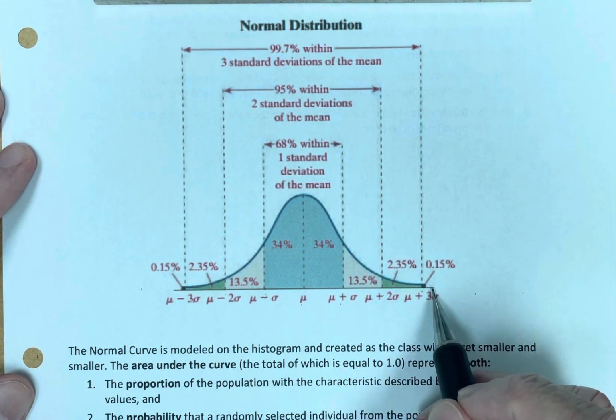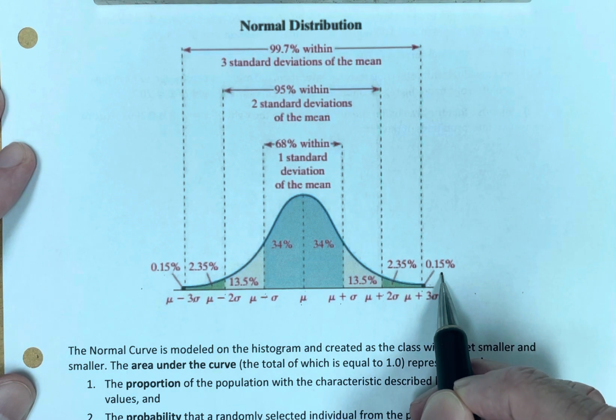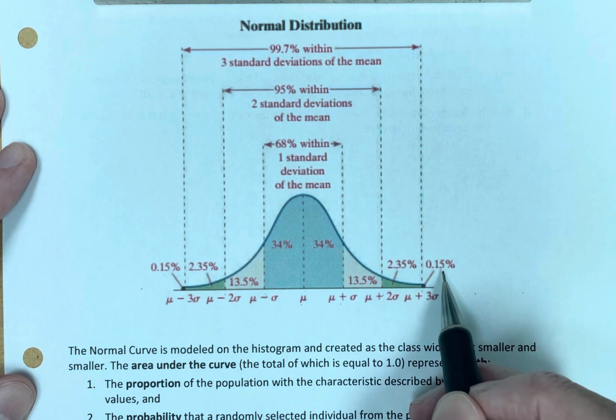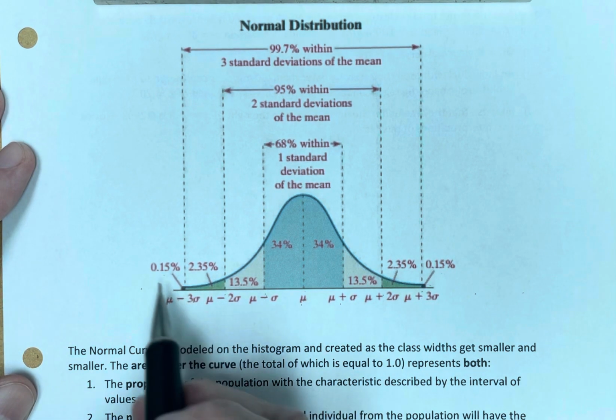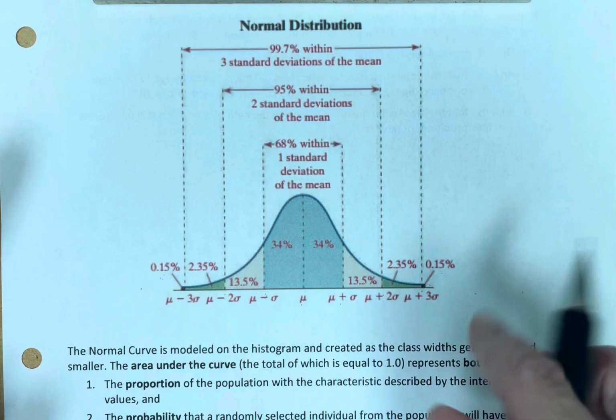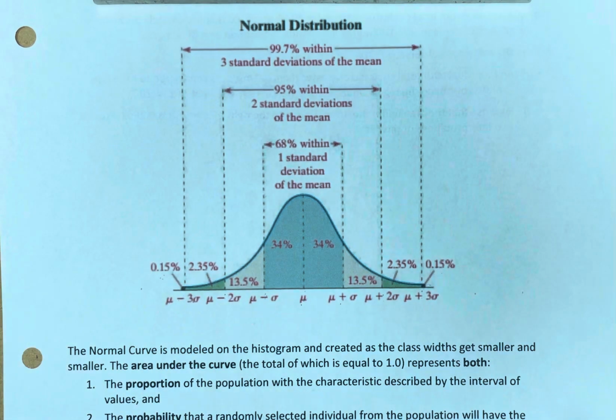Notice above 3 standard deviations is only 0.15% of the data. We really don't get ourselves too excited about that 0.15%. And below 3 standard deviations is also about 0.15% of the data due to symmetry. And again, not a lot to get excited about. We really want to focus on the 99.7% if we're going to look at data and make comments on that or interpretations.